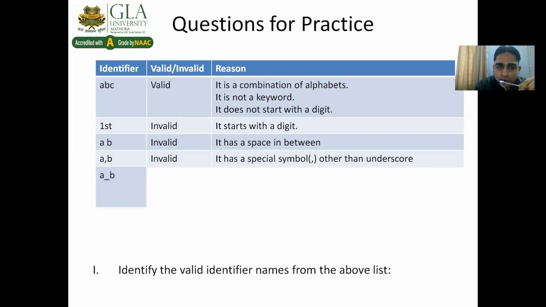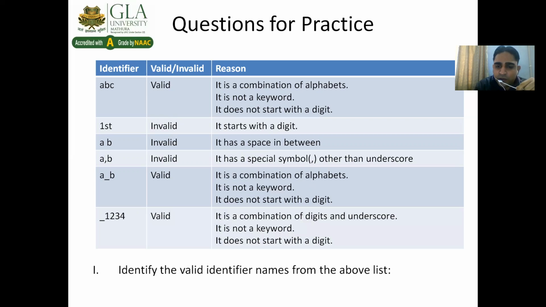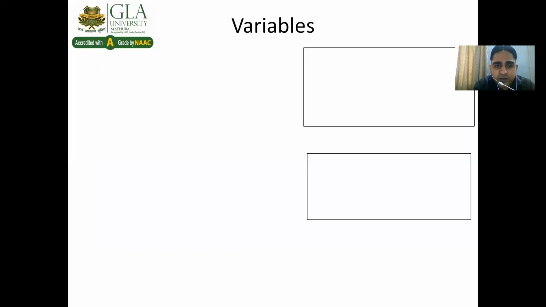But a underscore b is a valid identifier because it is a combination of alphabets and underscore, and it is not a keyword, it is not starting with a digit. Then this is also valid because it is a combination of digits and underscore. It is not a keyword, it is not starting with a digit. So these are all examples, and mostly this type of question is asked, which says whether it is a valid identifier or an invalid identifier.